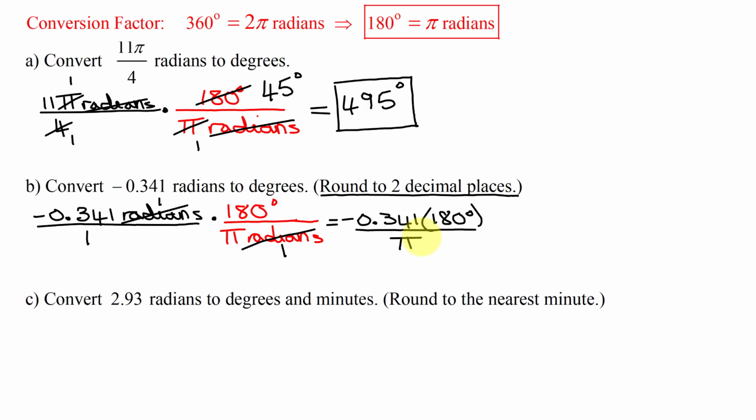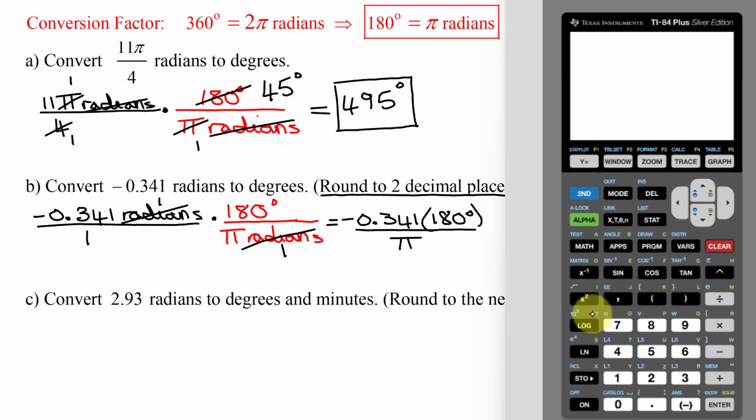So I need to get my calculator. Here is my calculator. It's a TI 84 Plus Silver Edition, and I just need to put this expression in the calculator. Notice it's a negative number. This is the negative key. This is the subtract, so make sure you use the negative key. 0.341 times 180 divided by pi. Use the exact version of pi that's above the caret, so it's second caret, and then hit enter.